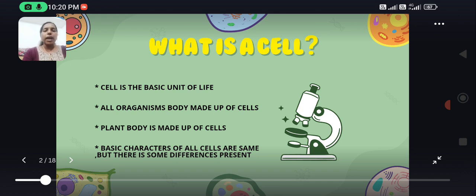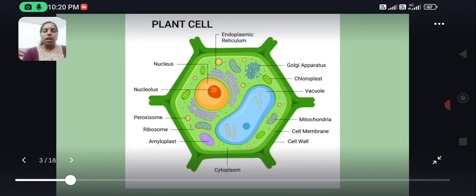What about the case of plants? Plant is a living organism, isn't it? So the plant body is also made up of a lot of cells. Basic characters of all cells are the same, but there are some differences. Looking at the cell structure, most organisms have a similar structure, but they have some individual differences. In today's class, we will discuss the topic plant cell, its structure, its functions, etc.